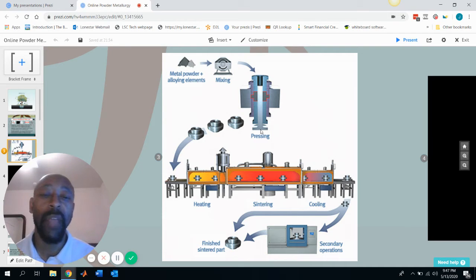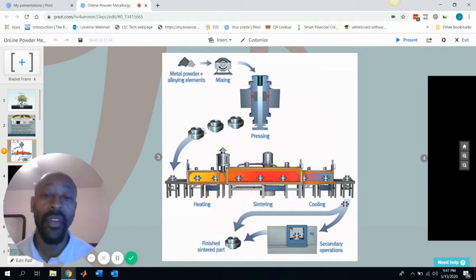After that, you have some type of compacting process. And this compacting process presses the metals together. This is a symbol of a mechanical pressing process, which is one of the most common types of compaction processes for powder metallurgy. After that, it's called a green compact or a briquette, because it's pressed together, but it's still in a weak form. Then it goes through what's called a sintering process.